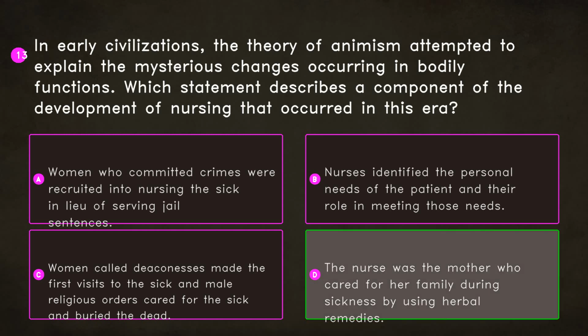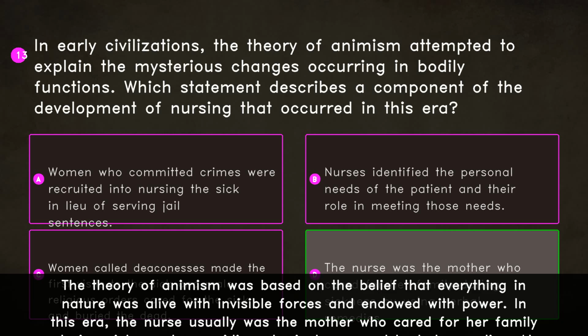The correct answer is the nurse was the mother who cared for her family during sickness by using herbal remedies. The theory of animism was based on the belief that everything in nature was alive with invisible forces and endowed with power. In this era, the nurse usually was the mother who cared for her family during sickness by providing physical care and herbal remedies. At the beginning of the 16th century, the shortage of nurses led to the recruitment of women who had committed crimes to provide nursing care instead of going to jail.